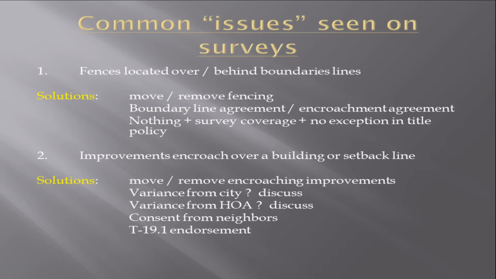I did not include a copy of the T19.1 endorsement in your materials. It's rather lengthy, but I want you guys to just be familiar with this and know what it costs. It costs in residential 10% of the base rate, or 10% of what the seller is paying on the title policy, and 5% if you get survey coverage. It does cover. Does it get rid of the encroachment?